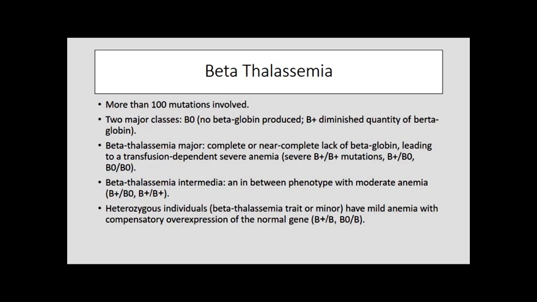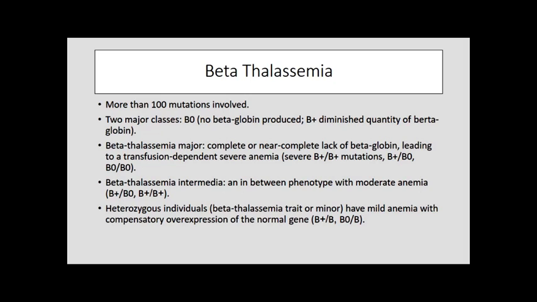of the normal gene. Now I want to explain something very well, so you don't get confused later. Okay, notice the beta thalassemia major has a complete or near complete lack of the beta globin. This is the beta 0 and beta 0. Here we have another combination with diminished plus 0, and here we have a combination of plus plus.